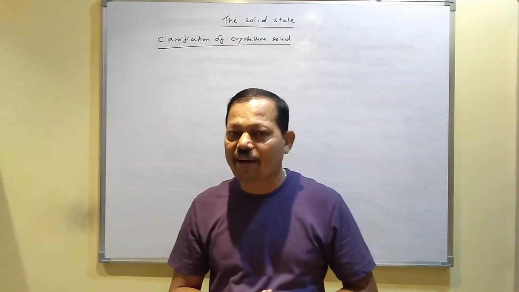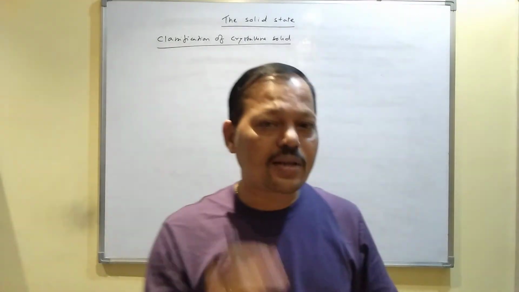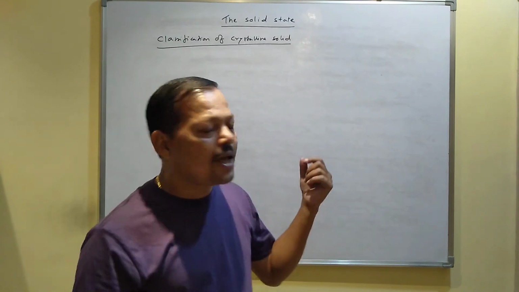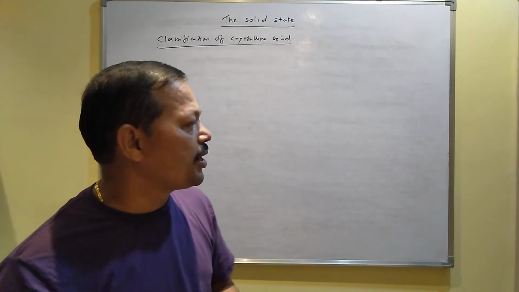Example, you know graphite. Graphite is a solid, diamond, graphite, they contain what? Carbon atoms, I mean they are pure atoms. So that is why diamond and graphite are examples of your covalent solid.